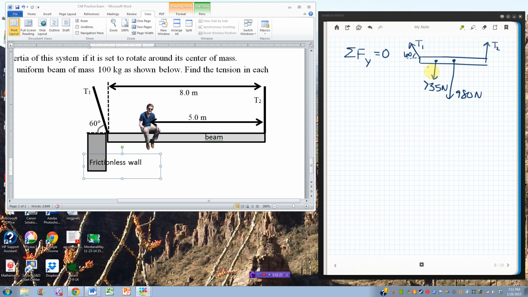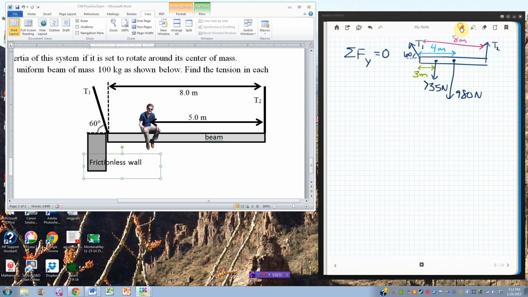From here to here, well, this says that the whole thing is 8, and this is 5, so this must be 3 meters. And from the end to the middle is half of 8, or 4 meters. And then all the way to the end is 8 meters.